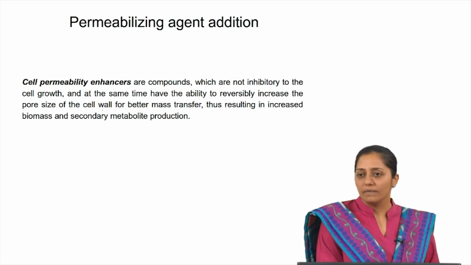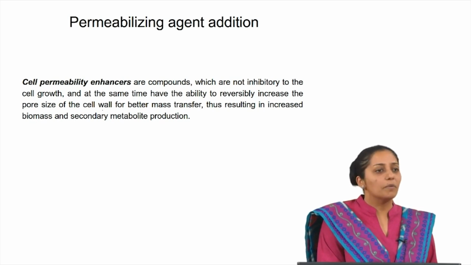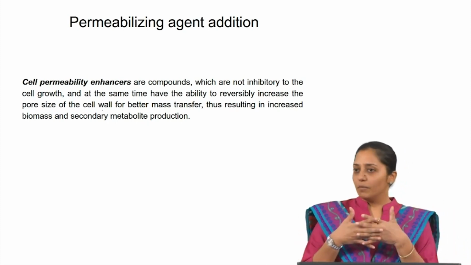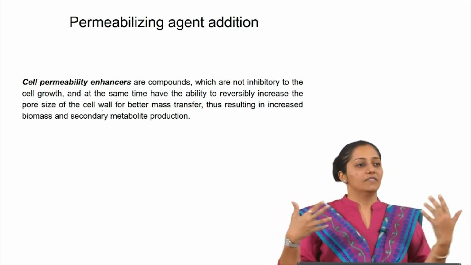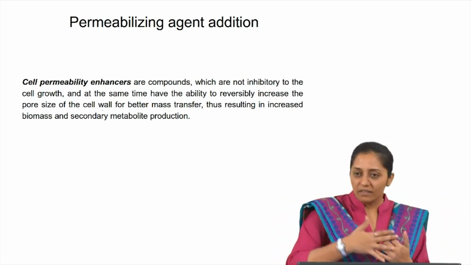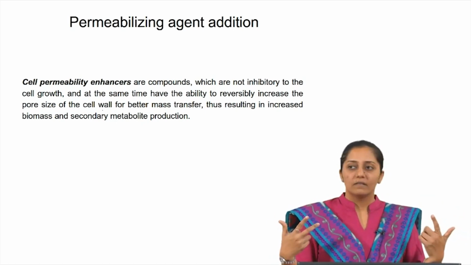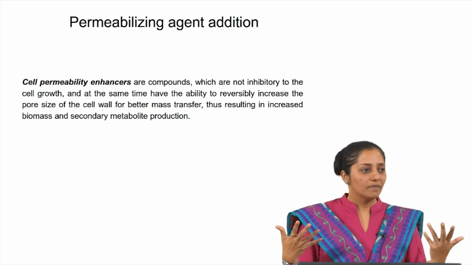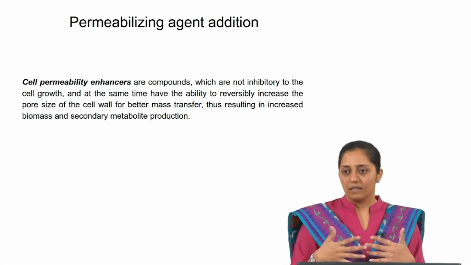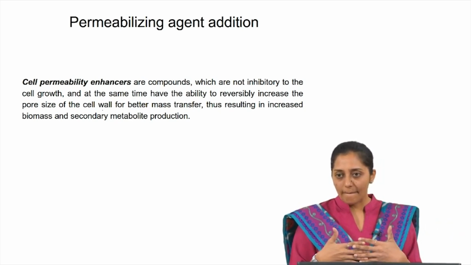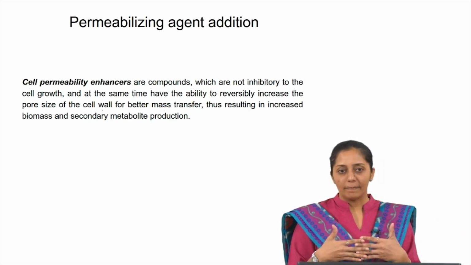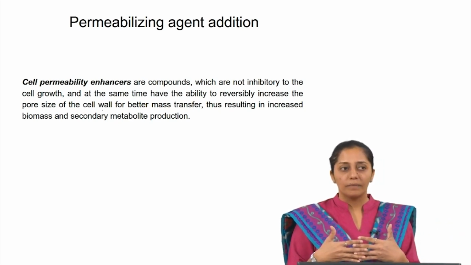You didn't think about it? Cell permeability enhancer means I am able to open such that things can go in, things can come out. But the minute I am able to open, how is it reversible? After some time it will again come back to the same size. How?